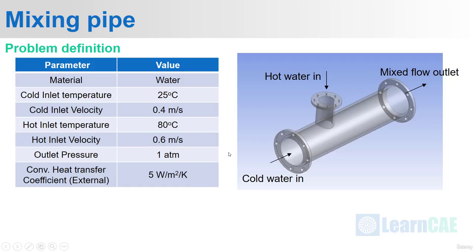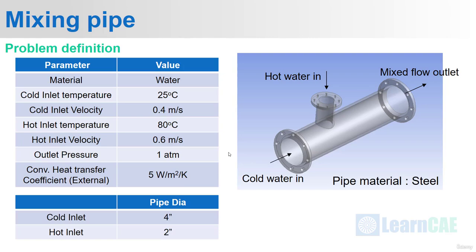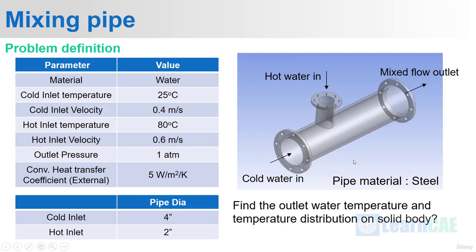Let us see the pipe dimensions. The cold inlet pipe is having an internal diameter of 4 inch and the hot side is having 2 inch. The pipe material is steel. We have to find out the outlet water temperature and the temperature distribution on the solid body.